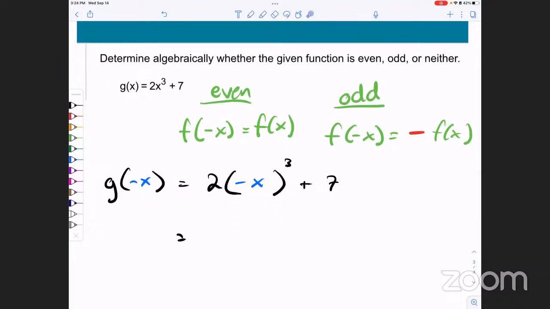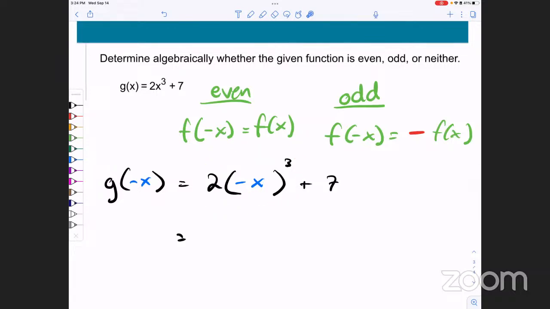Terms are things that are added and subtracted. Factors are things that are multiplied. There's only one main grouping symbol, so this is one term, and this is another term. Here, if we say negative x cubed, we have negative x multiplied by itself 3 times. Is that final result going to be positive or negative? That's going to be negative.